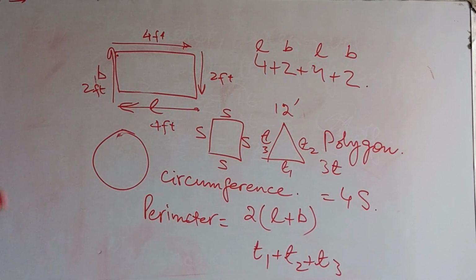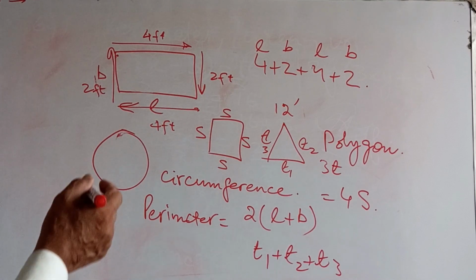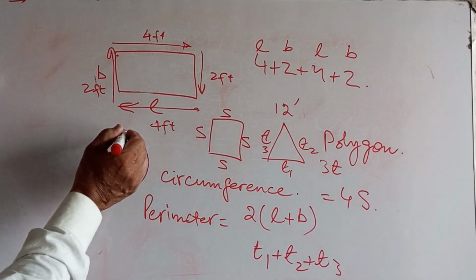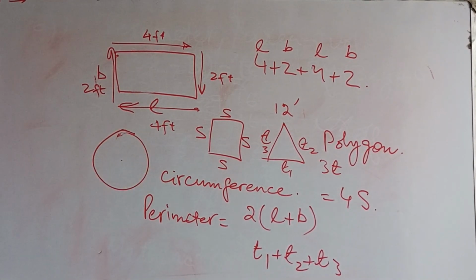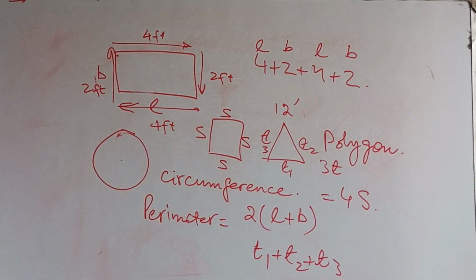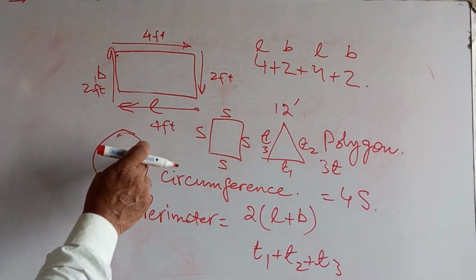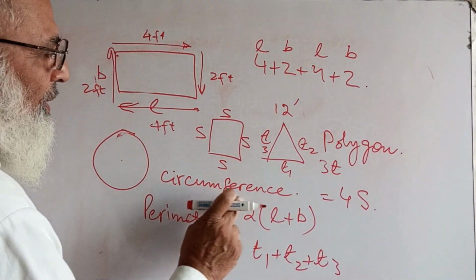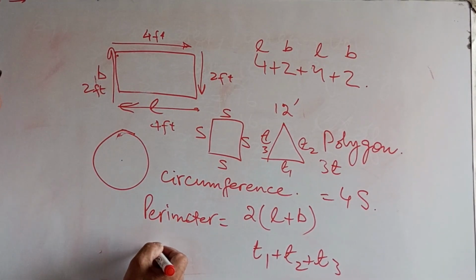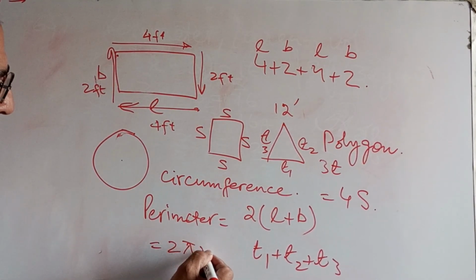This was the perimeter of different things. What about the circumference? If you place a nail over here and then put a thread all over the boundary of this circle, you will know its circumference. But it is a very difficult process. So what we do, there is a formula, and that is equal to 2 pi r.